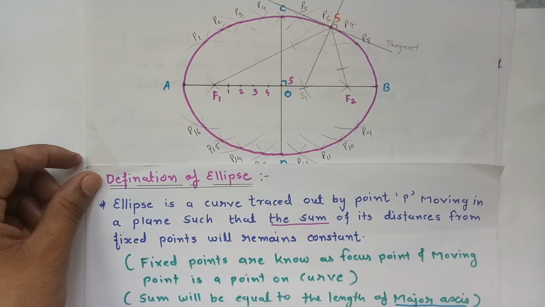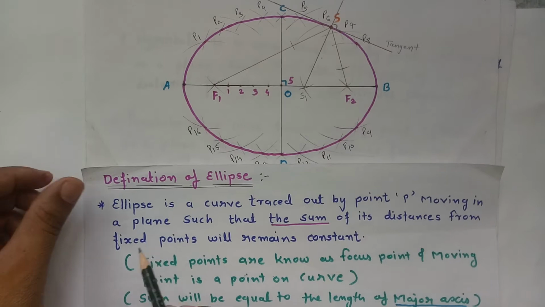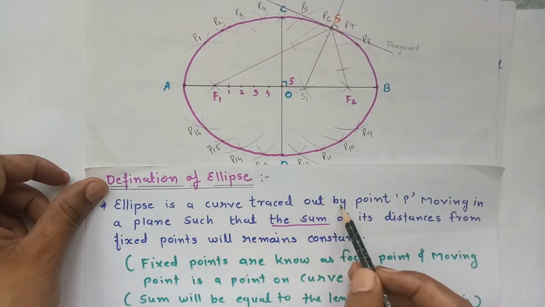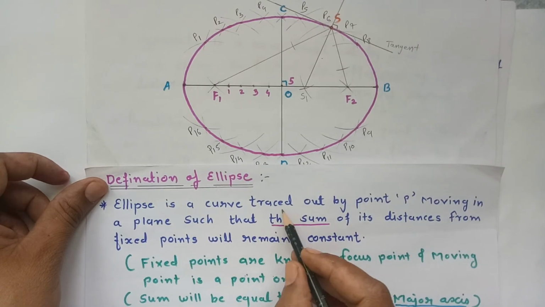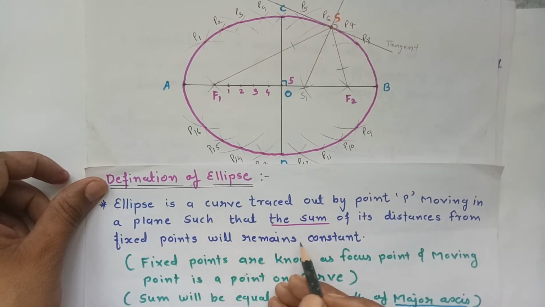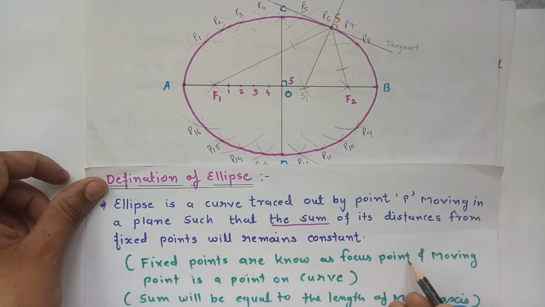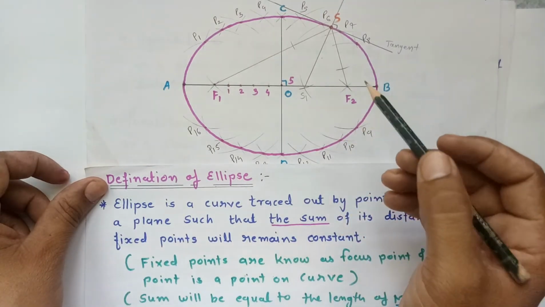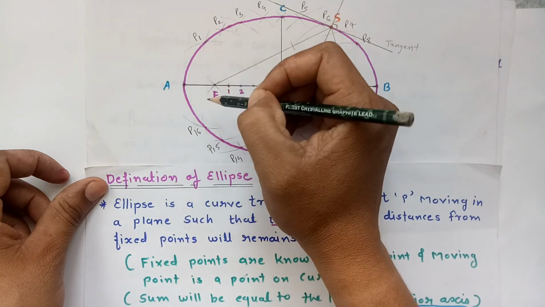Now let us discuss the definition of the ellipse by using the drawing of the ellipse. So ellipse is a curve traced out by point P moving in a plane such that the sum of its distances from the fixed points will remain constant. Now what are the fixed points? Fixed points are known as the focus points, and the moving point is a point on the curve. So let us mark any moving point on the curve. That moving point is P1.